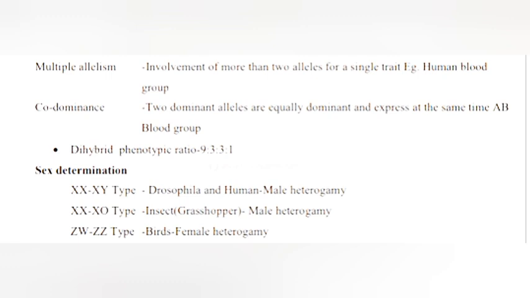Sex determination. XX, XY type: Drosophila and human, male heterogamy. XX, X0 type: insect, grasshopper, male heterogamy. ZW, ZZ type: birds, female heterogamy.